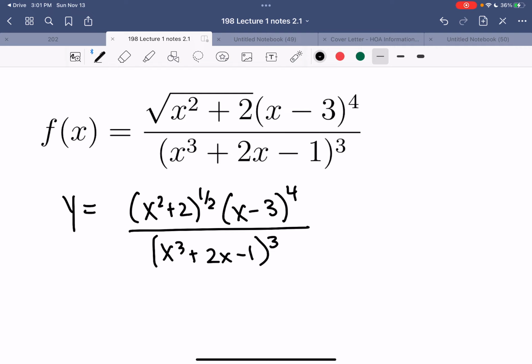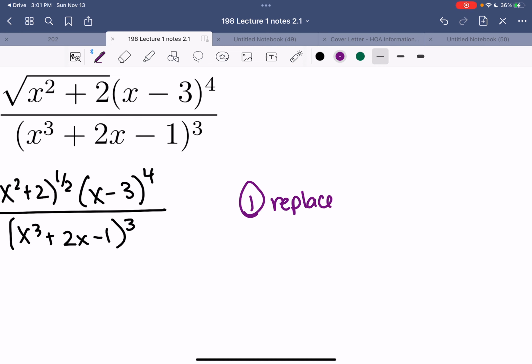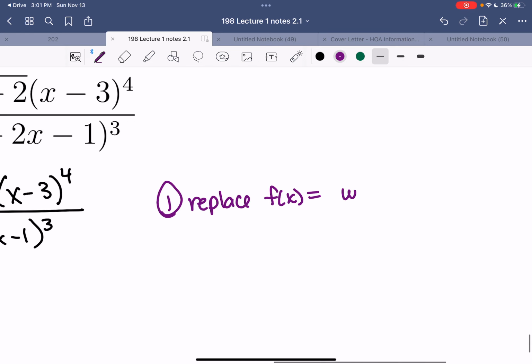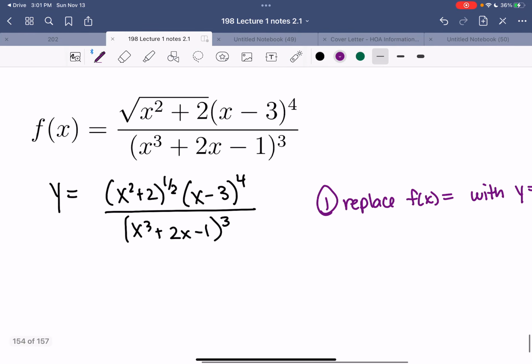And along the side here, I'm just going to keep track of what we're doing so we can develop some steps. So number 1, replace f of x equals with y equals. Now those are interchangeable. We use function notation when we usually think about it as a function. We typically use y equals when we think about it as a graph, but they're exactly the same thing.